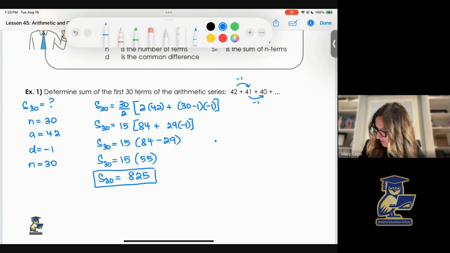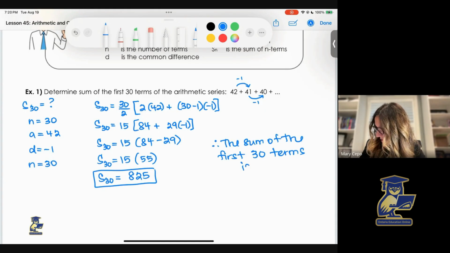So we can say, therefore, the sum of the first 30 terms is 825.